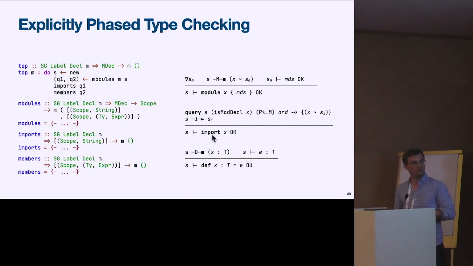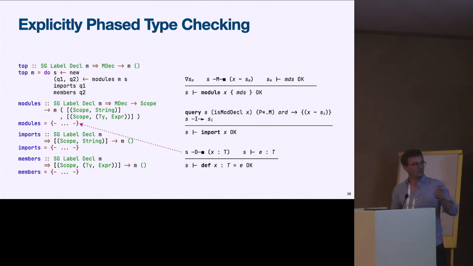So each of these rules do not talk at all about ordering. They just talk about the scope graph having the right shape, just like the featherweight Java rule that I showed in the beginning talks about the class table having the right shape. And the question here is, how does this relate to this very explicitly phased implementation that I have on the left?